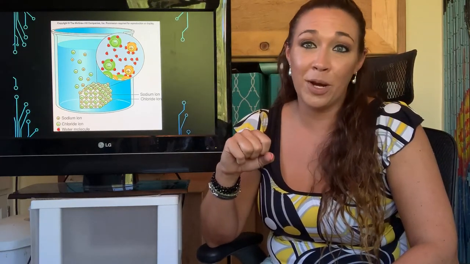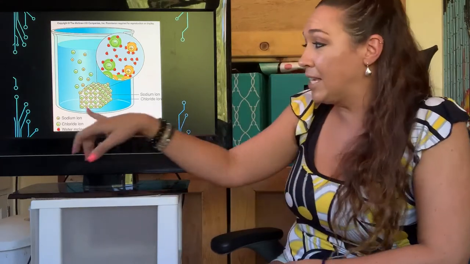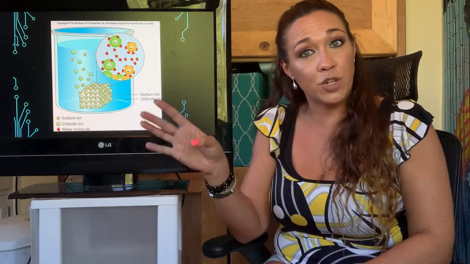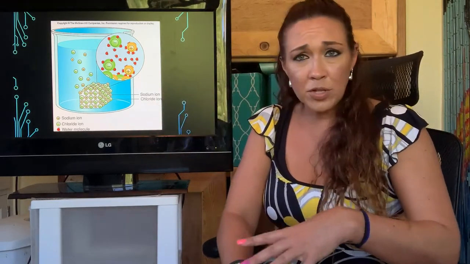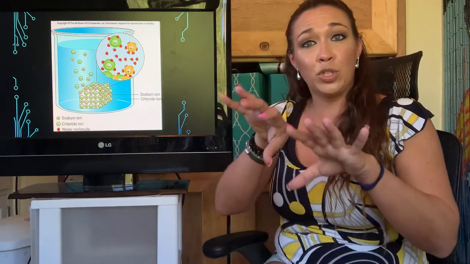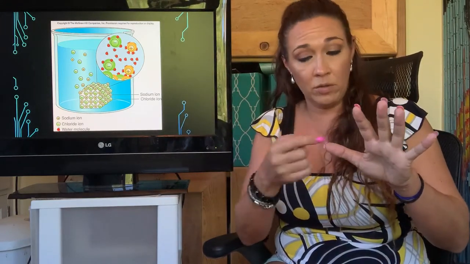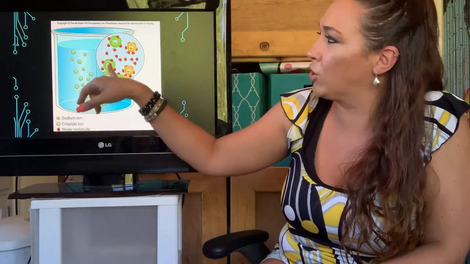So again, the polarity of water is going to allow this salt cube to break up really easily because these are polar molecules, meaning they have a positive charge or a negative charge. So the polar water molecule will turn and face chlorine or sodium depending on which side it wants to be attracted to, positive to negative, etc. So this water molecule, you'll see, actually turns and surrounds it.